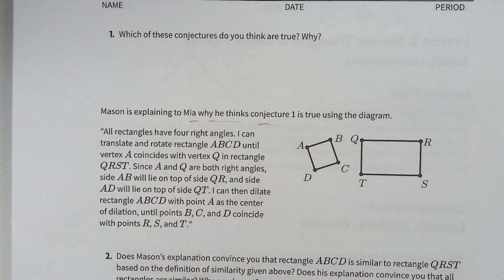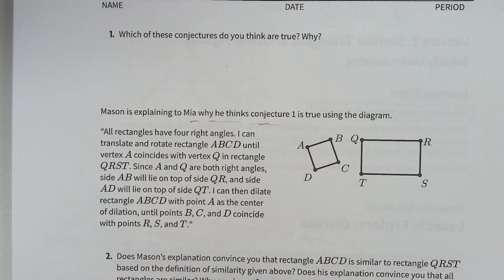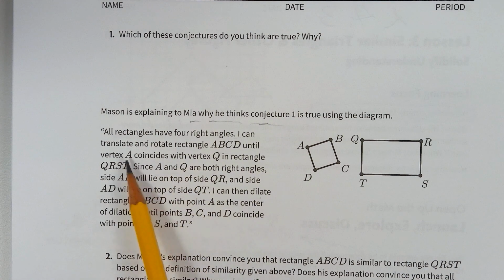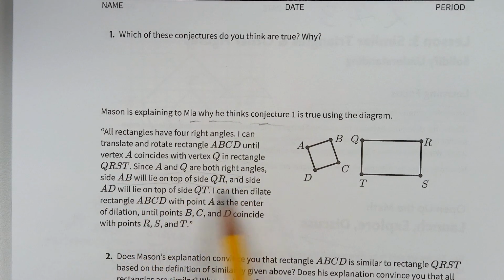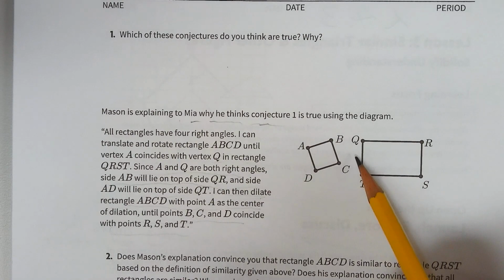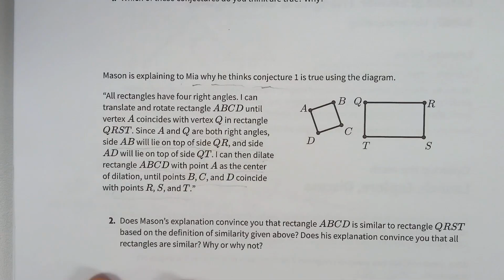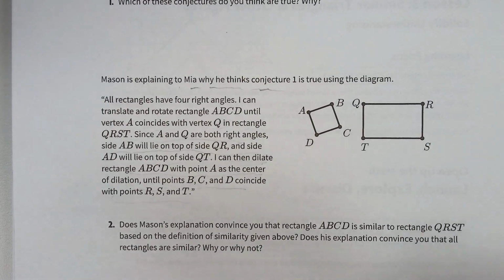Does Mason's explanation convince you that rectangle ABCD is similar to rectangle QRST? Based on the definition of similarity given above, does his explanation convince you that all rectangles are similar? Why not? What is he talking about?